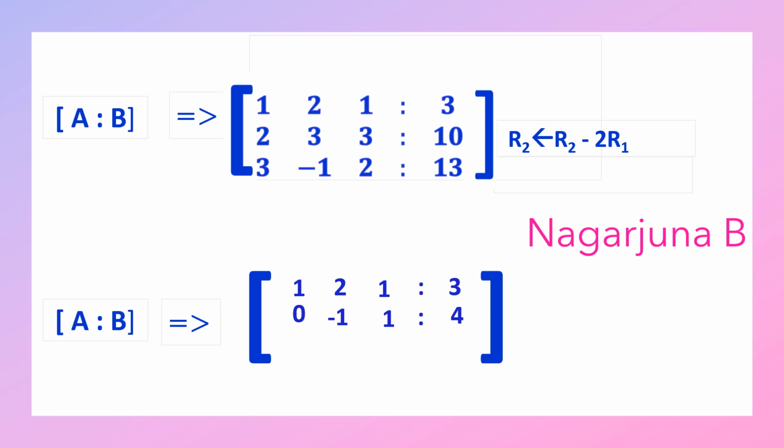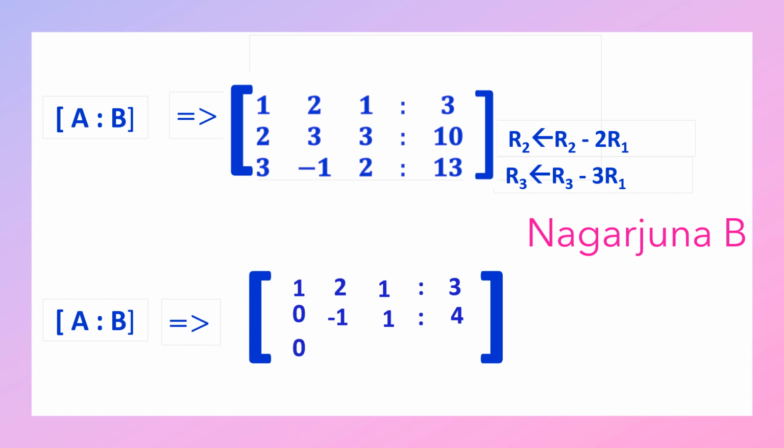Now we need to make the first element of the third row, that is 3, 0 by using the first element of the first row, that is by using 1. So it can be done by writing R3 equal to R3 minus 3 R1. So first element 3 minus 3 into the first element of R1, that is 1. 3 minus 3 into 1. Minus 3 into 1 is minus 3. 3 minus 3 will be 0.